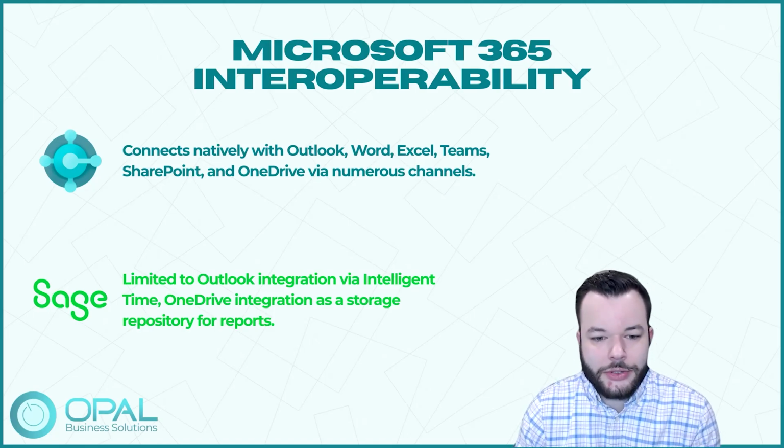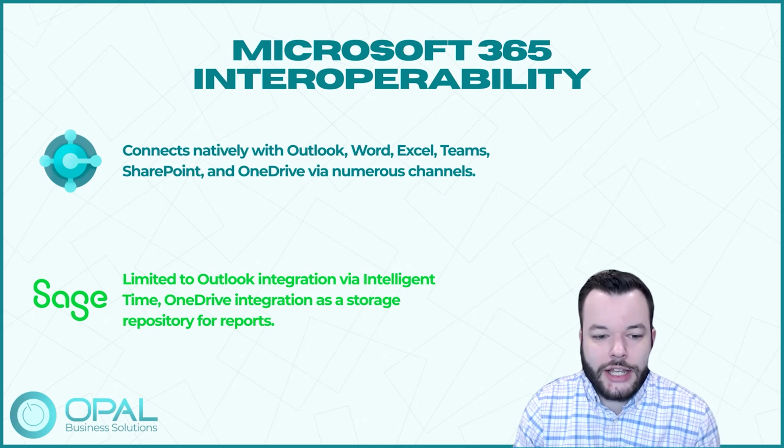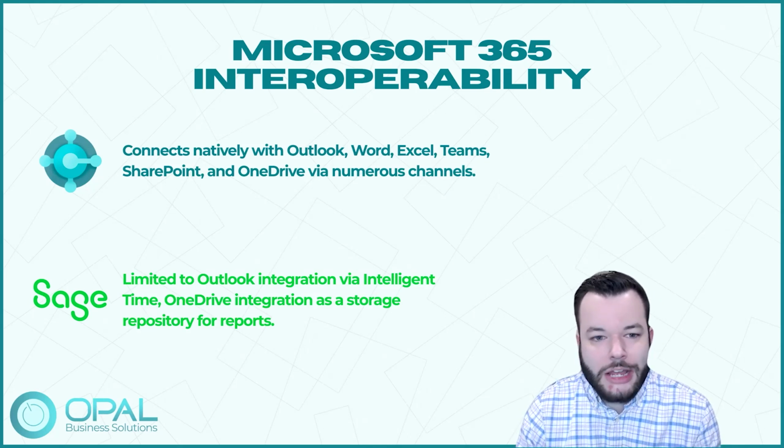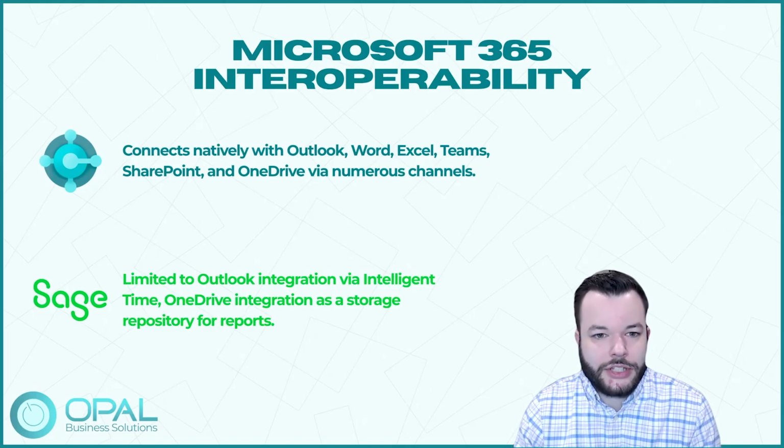Sage, on the other hand, is limited to an Outlook integration via Intelligent Time, and it can use OneDrive integration as a storage repository for reports. So if you generate a report, it can save it in OneDrive for you, but that's basically the limits of the integration there.